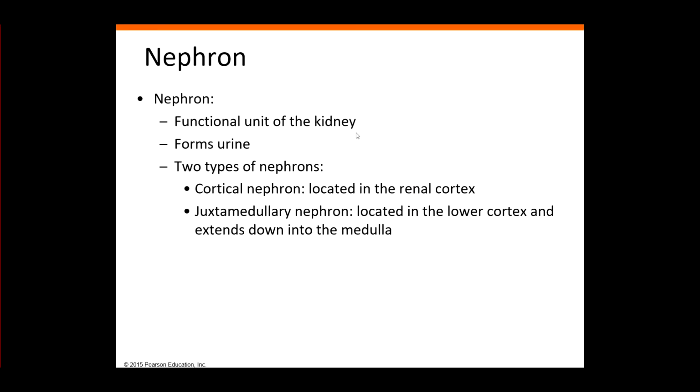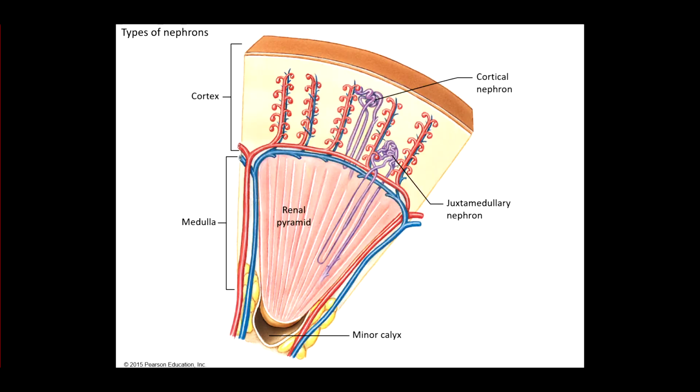Whereas the second nephron is known as the juxtamedullary nephron. Juxta means next to, medulla, right? So it's next to the medulla. They are located in the lower parts of the cortex, and then it extends down. So notice here the main part of the nephron is in the lower part of the cortex, and its tubes are much longer, and it projects way down into the renal pyramid. Okay, so that's the cortical nephron and the juxtamedullary nephron.